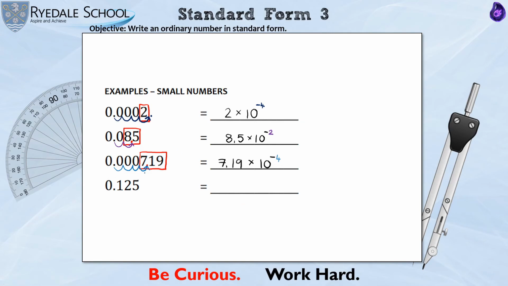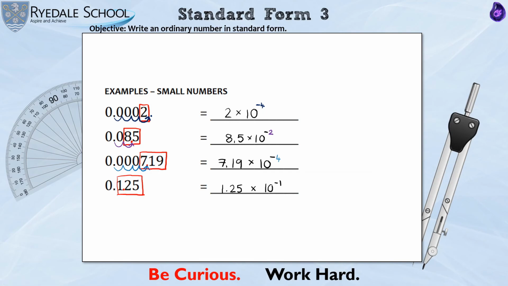And finally, let's look at our last one. Yes, we might recognise that decimal as an eighth. But let's look at the important digits. I've got the digits 125, so I need it to be 1.25. And how many places has this one jumped? Well, we can see it is just 1 place. So it's 1.25 times 10 to the negative 1.